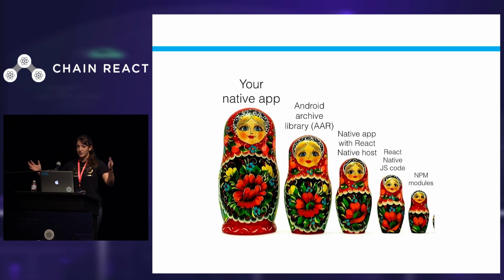Then you have these native-to-native module bindings. React Native just lives in its own ecosystem inside that AAR file. The native app doesn't have to know about React Native. It doesn't have to care about React Native. It may not even be aware that React Native is used in that library, and it could just work.